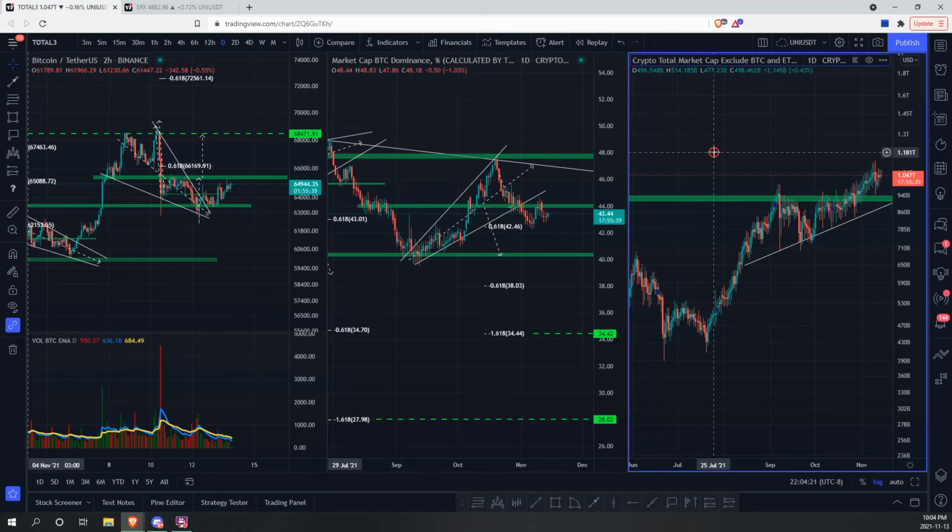We'll also quickly breeze through the Total 3, which is the chart of the entire cryptocurrency market cap, excluding the market capitalization of both Bitcoin and Ethereum. So just basically looking at the smaller market cap altcoins.